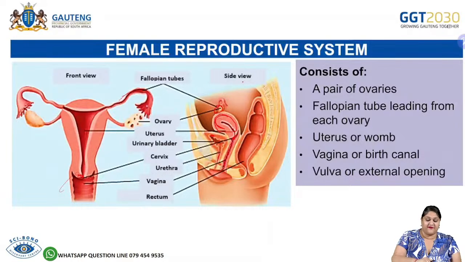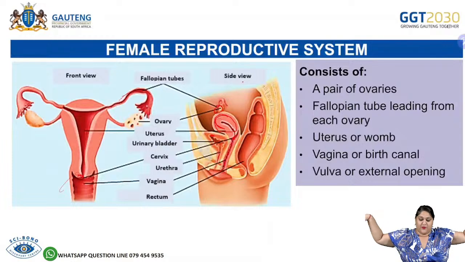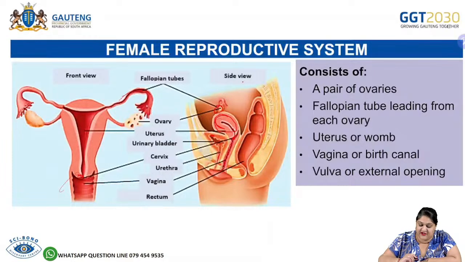Okay, then you've got the front view. Like I said, it's this lamp-like structure that has the ovaries or the oval structures. They've got these tubes that are called the fallopian tubes. Then we've got the womb, the uterus, and then the neck region is the cervix, and then we have the vagina and the external opening, which is the vulva.